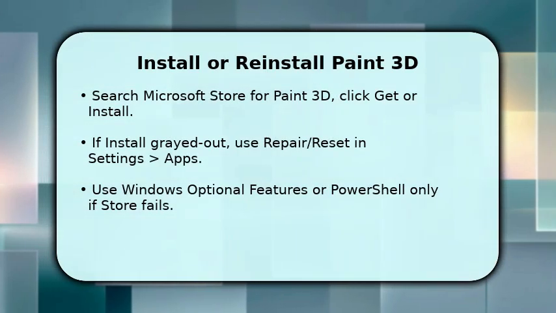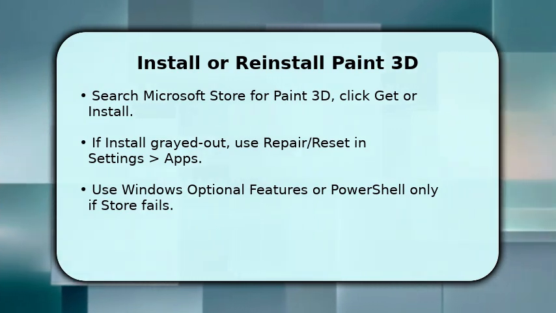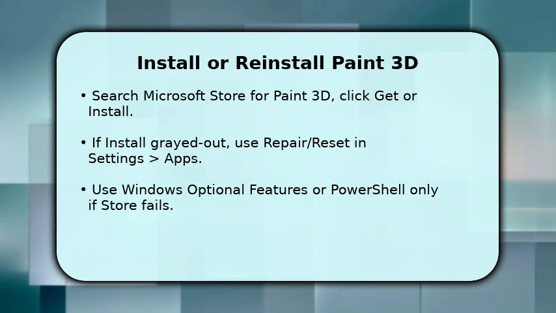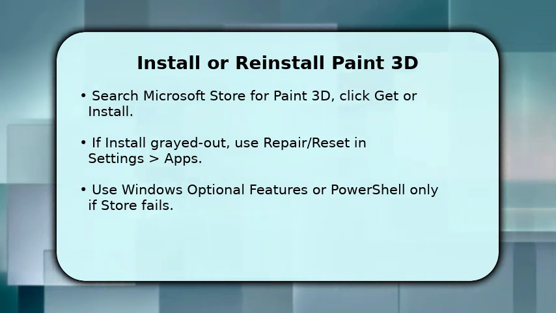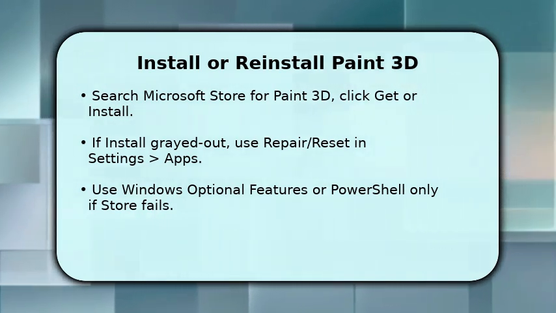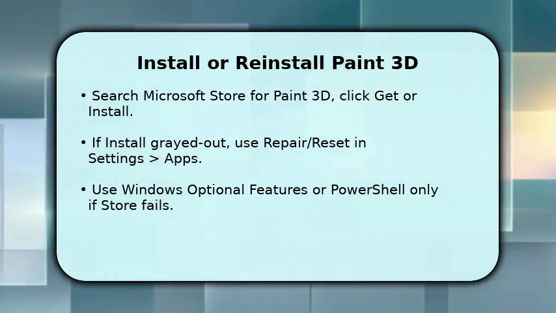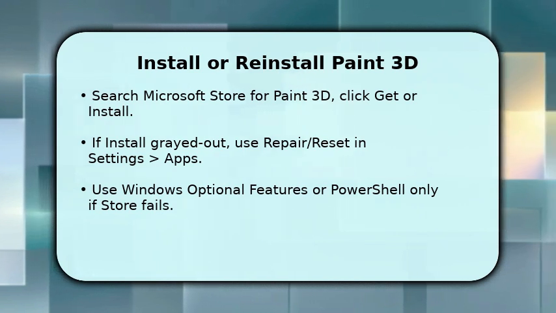You click Get or Install in the Microsoft Store and allow the download. This places Paint 3D on your PC and registers it with your account. If the Install button is grayed out, head to Settings, Apps, Installed Apps, find Paint 3D and choose Repair or Reset to fix corrupt state. Once that completes, try opening Paint 3D.